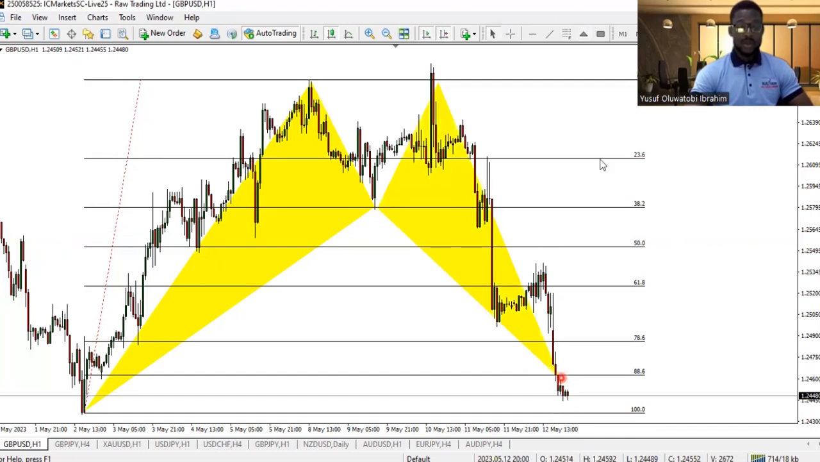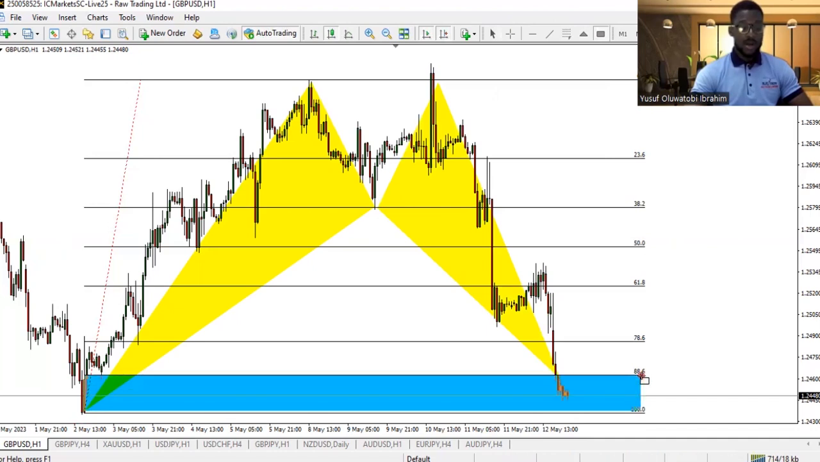So looking at this here, we have price in the price reversal zone. So this 886 to 100 is the price reversal zone. So all this is simply telling us that there is possibility to continue to the top side. So this looks really interesting for some bullish continuation to begin the week. So the fibs confirmation looks really interesting.